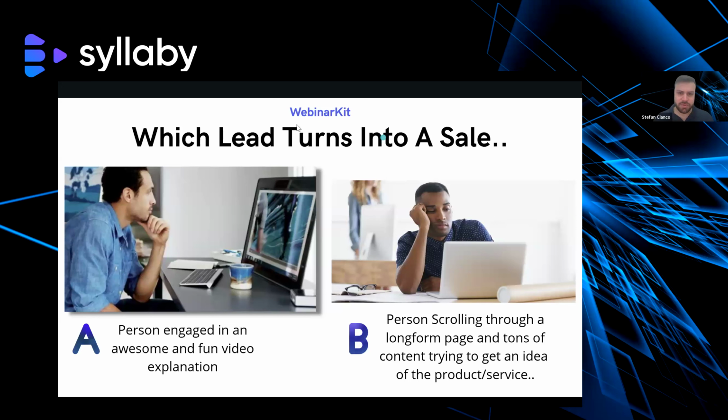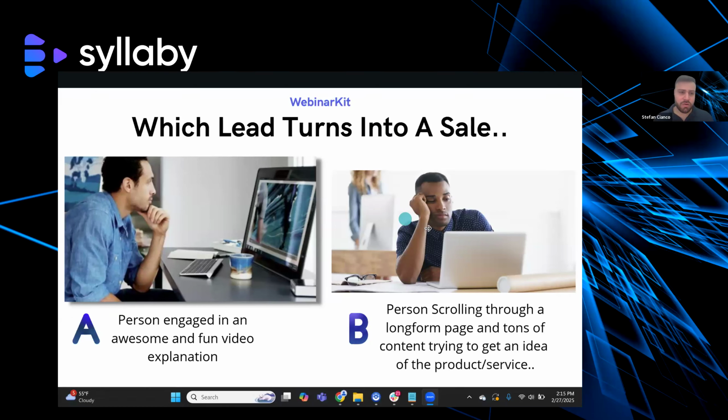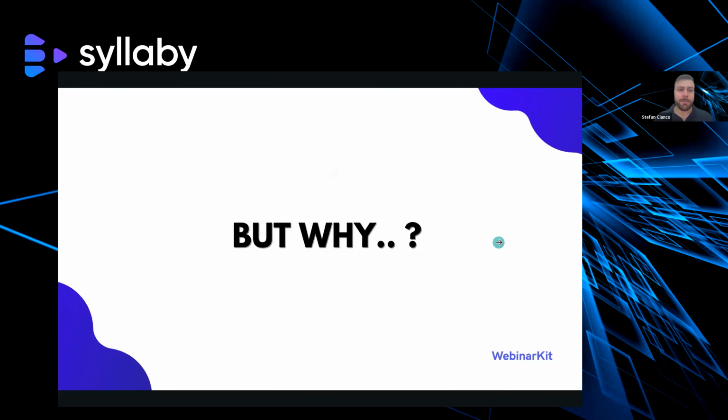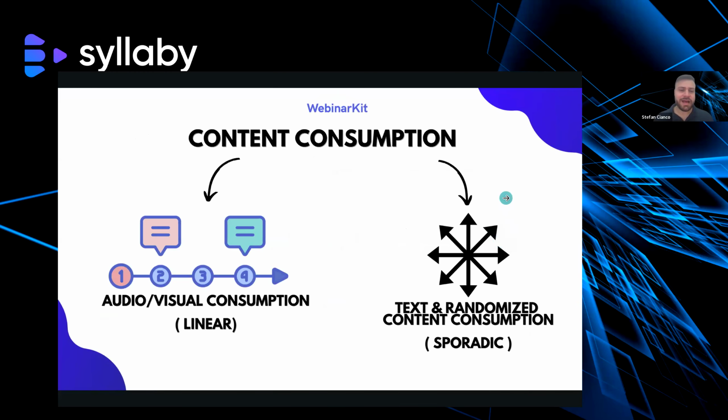Okay, so we got a lot of people coming in saying A. Okay, A is the correct answer. So you might be wondering, but why? So it's the way that content is consumed. So there's two ways that people could consume content. One is audio visual consumption. So this is linear. And another one is text and randomized content consumption, which is sporadic.